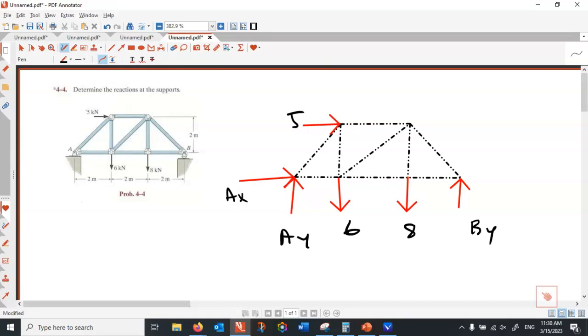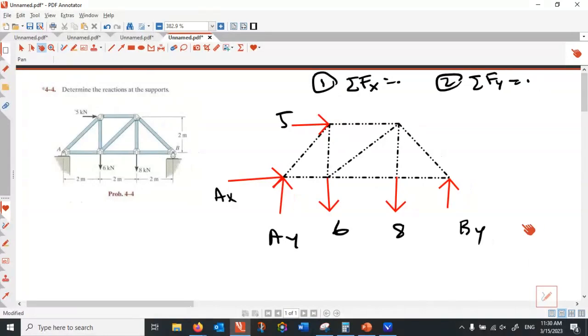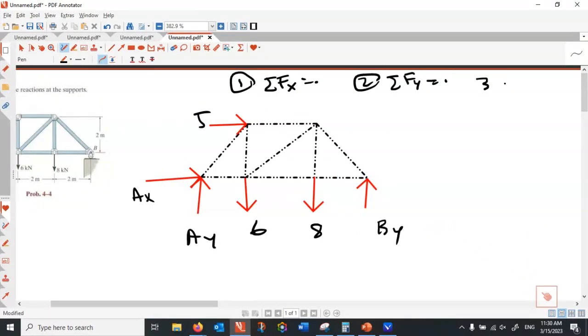How many conditions do we have? 3 conditions. How many unknowns? 1, 2, 3. The problem is solvable. Condition number 1, the structure doesn't move horizontally. Condition number 2, the structure doesn't move vertically. Condition number 3, the structure doesn't rotate. If I want to start with the rotation equation, what point is the best rotation point? To kill 2 unknowns, A. A would kill 2 unknowns. So let's take this one with respect to A, that is equation number 3.